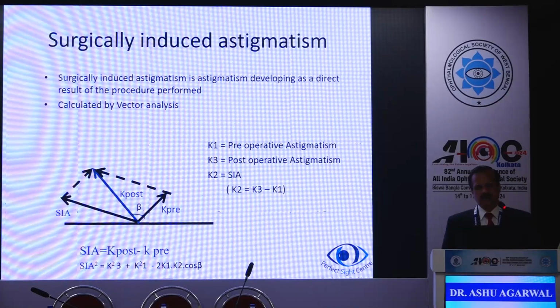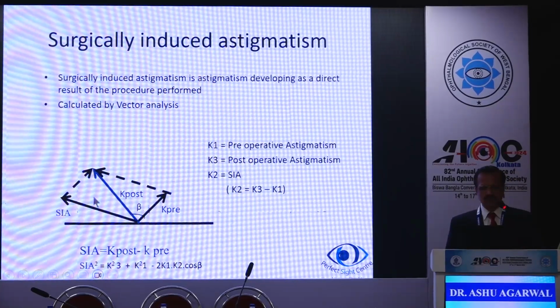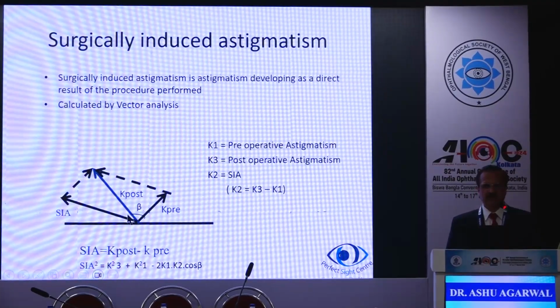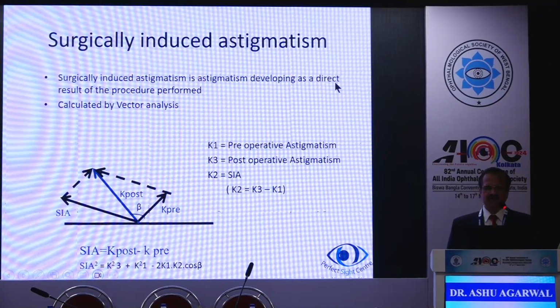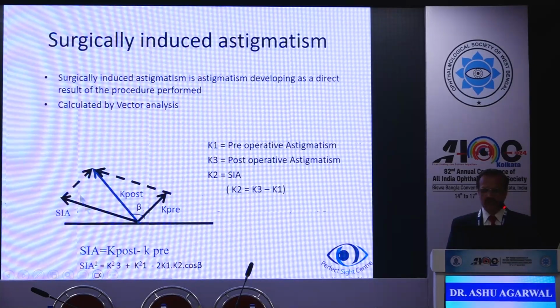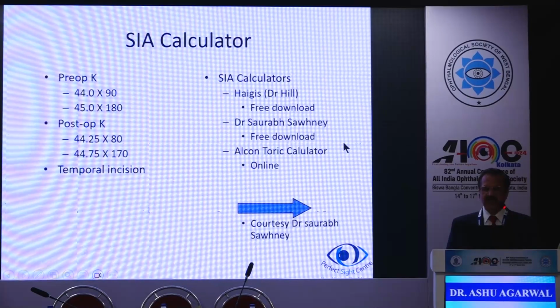Another important concept is surgically induced astigmatism. This looks very confusing over here, with all the trigonometry involved. Surgically induced astigmatism is the astigmatism developing as a direct result of the procedure performed, and it is calculated by vector analysis. Fortunately, we don't have to learn all this, and there are very nice calculators available online, which we can go on to.